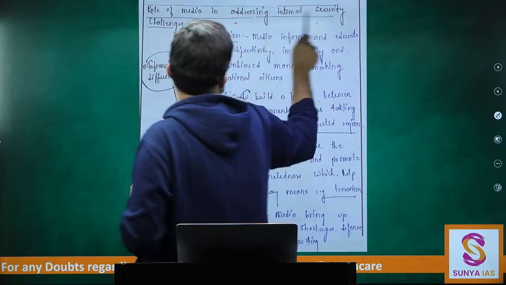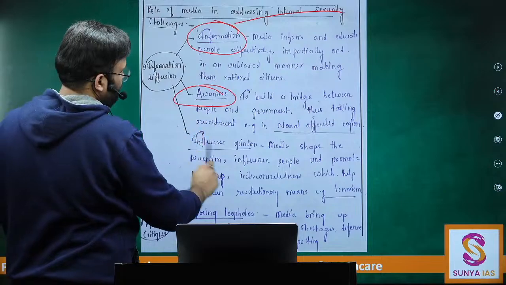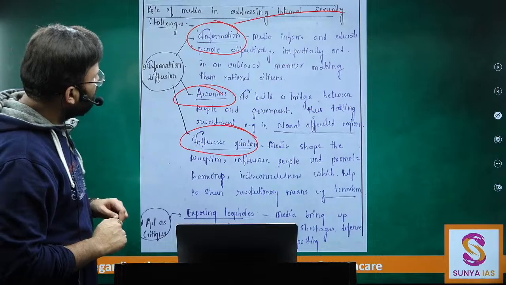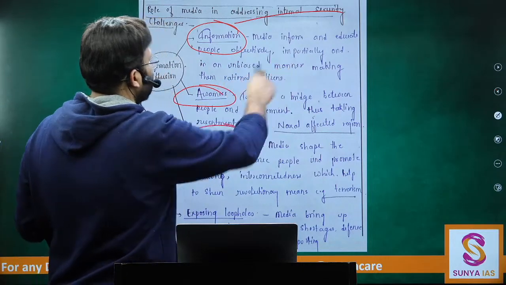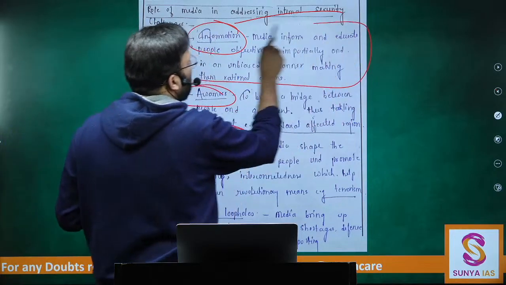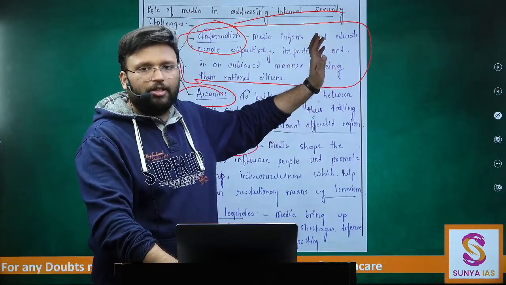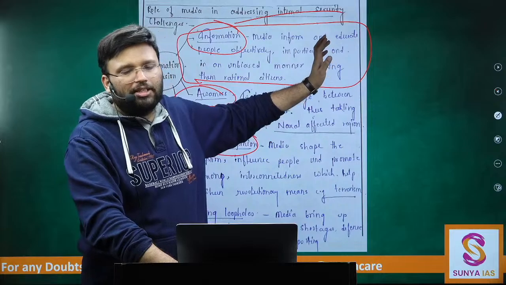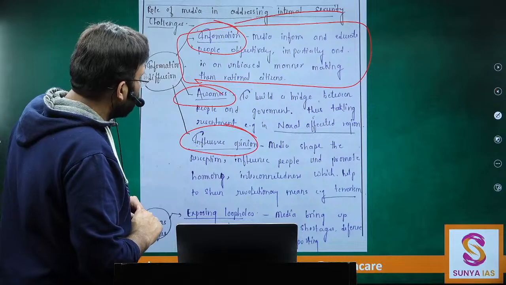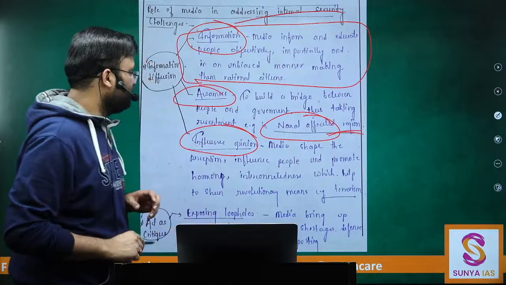Role of media in addressing internal security challenges. So they go for information dissipation, awareness creation, influence opinion. See again, let's see, media inform and educate people effectively in an unbiased manner, making them rational citizens. In this whole point, there is no point on how it is solving the problem of internal security. The same issue which was there in the last answer. To build a bridge between people and government, thus tackling resentment, example Naxal affected area. So यहाँ पे इन्होंने example use करा है, influencing.